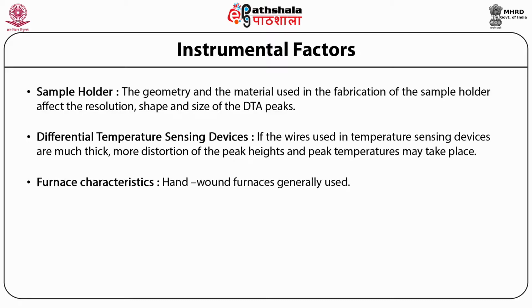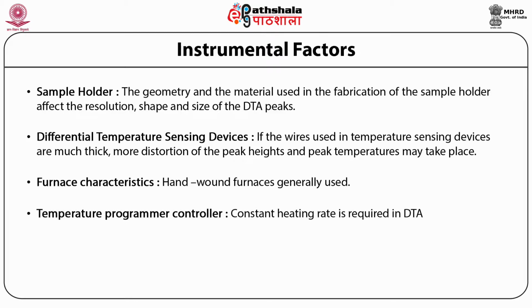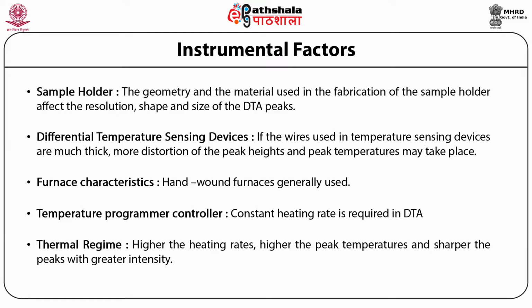Furnace characteristics. The type of winding shows a direct effect on the DTA curve. If the winding used in the furnace is not uniform, the baseline is changed. This type of effect is generally seen in hand-wound furnaces. Selecting the temperature programmer controller is very important because a constant heating rate is required in DTA. Thermal regime. The heating rate has a great influence on the DTA curve. The higher the heating rate, the higher the peak temperature, and the sharper the peaks with greater intensity. Generally, heating rates of 10 to 20 degrees per minute are employed.